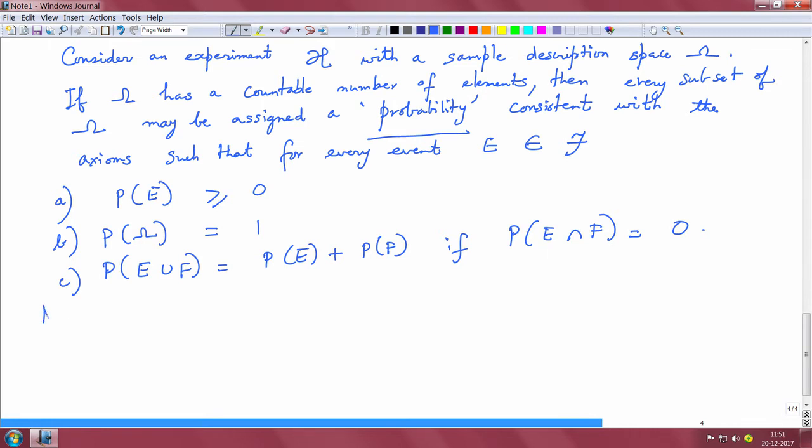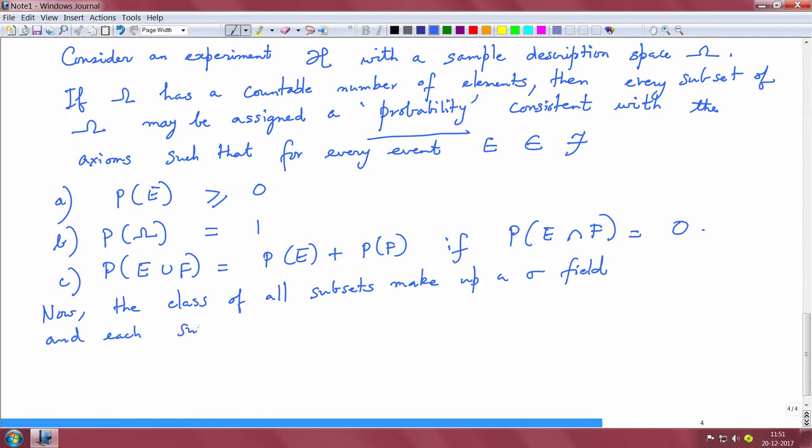Right. Now, the class of all subsets make up a sigma field, and each subset is an event. So, here we are defining first what an event is in terms of subsets, and that is an important distinction that we need to make, right.